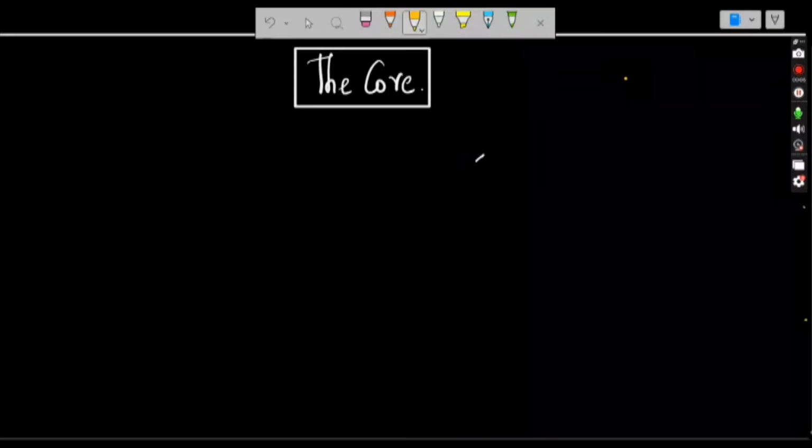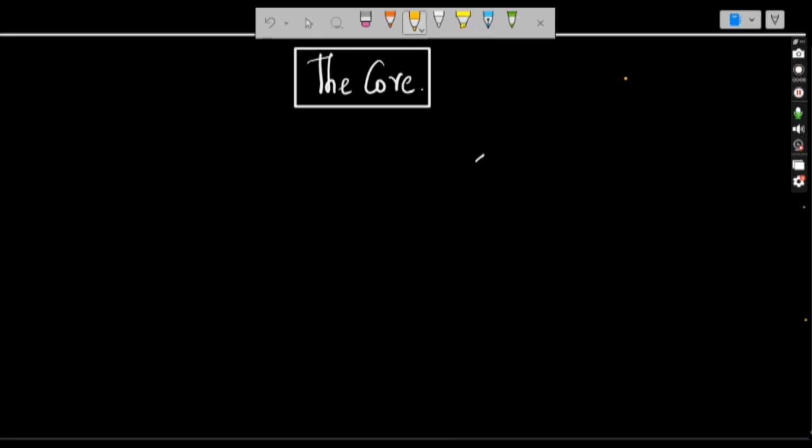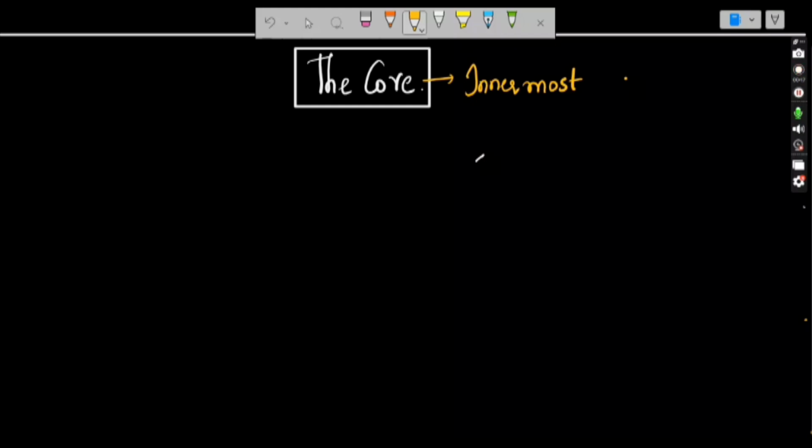So in the previous lecture, we have seen about mantle. In this lecture, we'll be seeing the innermost layer of Earth called core, right? So core is divided into two layers, inner core and outer core.